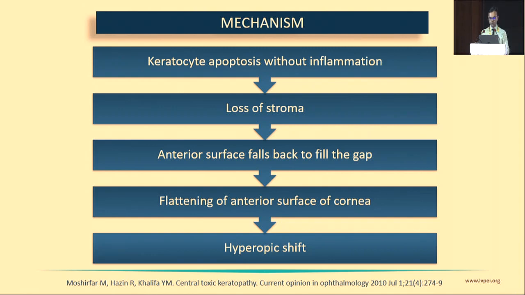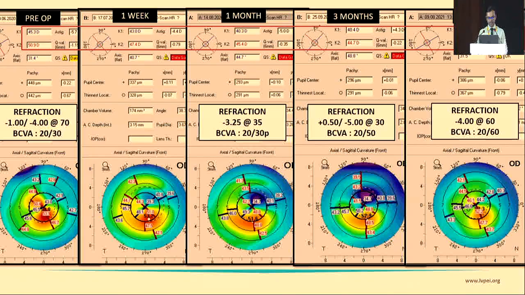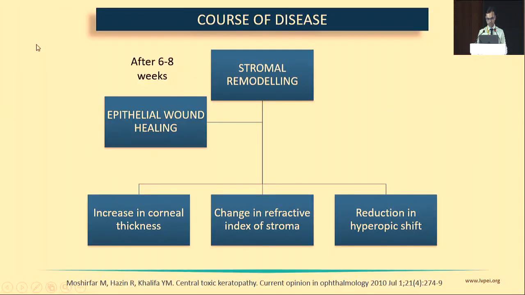As there is loss of stroma, the anterior surface falls back to fill the gap, causing flattening of the anterior surface of the cornea and hyperopic shift. So these are the probable external factors which play a role in the formation of CTK. The topography shows over the period significant flattening, and in the remodeling phase the cornea becomes steeper, but the steepness, as I told, is still less compared to the preoperative level.